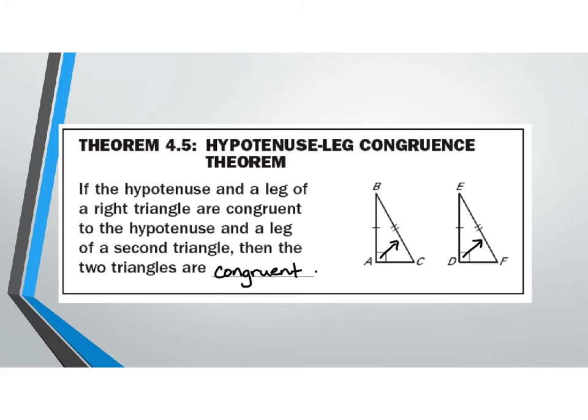Okay? So if those two hypotenuses are congruent on each triangle, and then one of the legs, so either one of the legs can be shown congruent, either this leg AB or this leg AC can be shown congruent to the ED or DF. Doesn't matter which leg, either one of those, then by the hypotenuse leg congruence theorem, those two triangles are congruent.